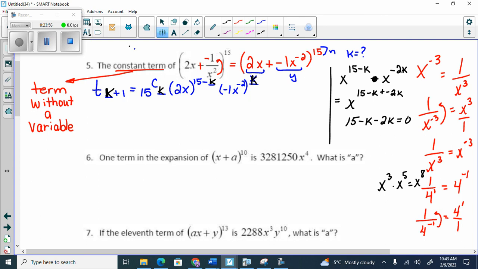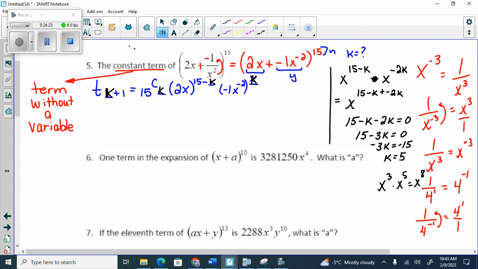So then we get 15 minus 3k equals 0, and then negative 3k equals negative 15. So k has to equal what? 5. So you can do it that way. I'm going to give you another option. And then we'll just solve it out with k being 5, correct? You can do it that way.